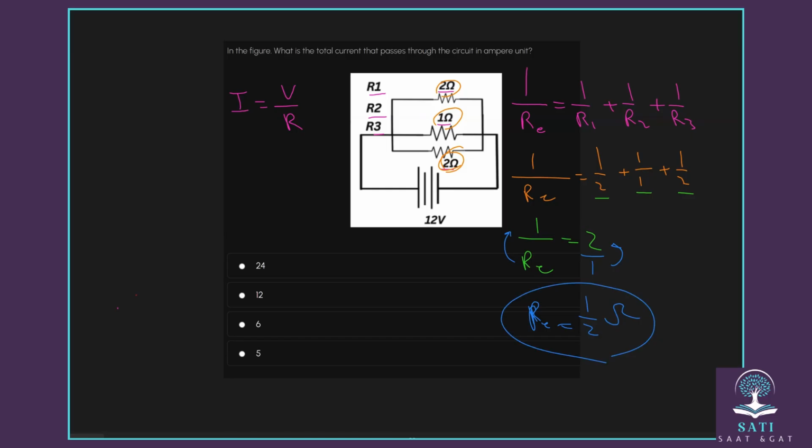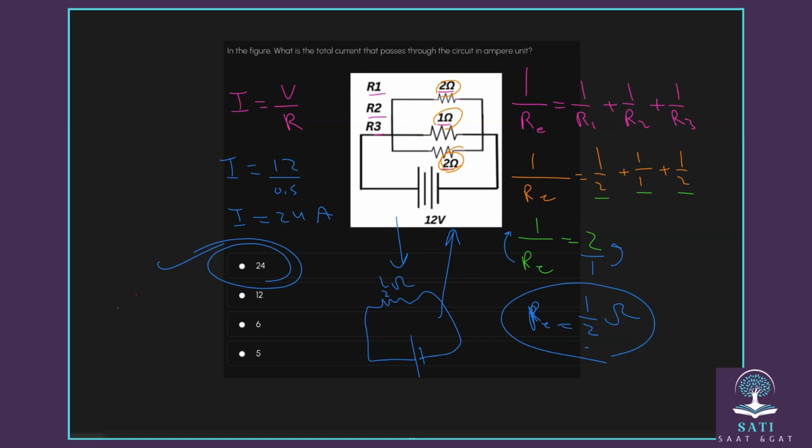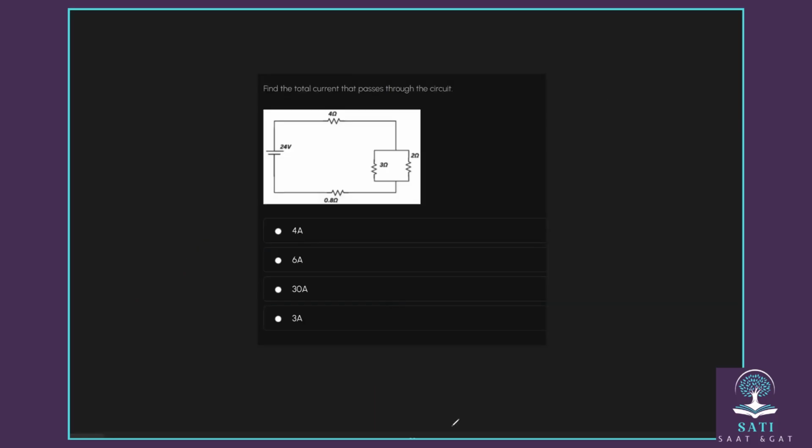So you can now redraw this circuit to be just like this. You see, 1 resistance back. What is this resistance? Half ohm. Done. So this circuit is exactly equivalent to this circuit. Now, how can I find the current? The current equals the voltage, which is 12, divided by the equivalent resistance, which is half. So I equals 12 over half, which gives you 24 ampere. So you choose 24 ampere as the answer.